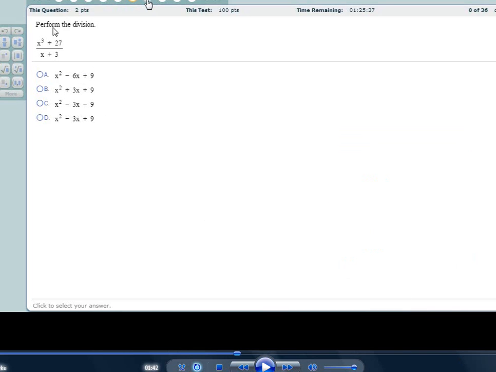Number 16. Notice, folks, it's a division problem. In the denominator, you have a binomial, two terms. The best way to handle this is either by way of long division or synthetic division. Okay, we'll do both ways.